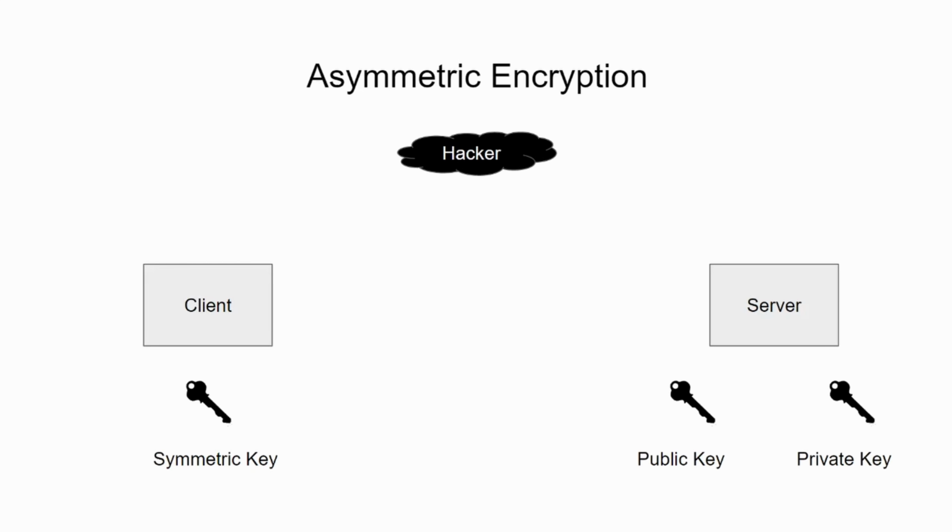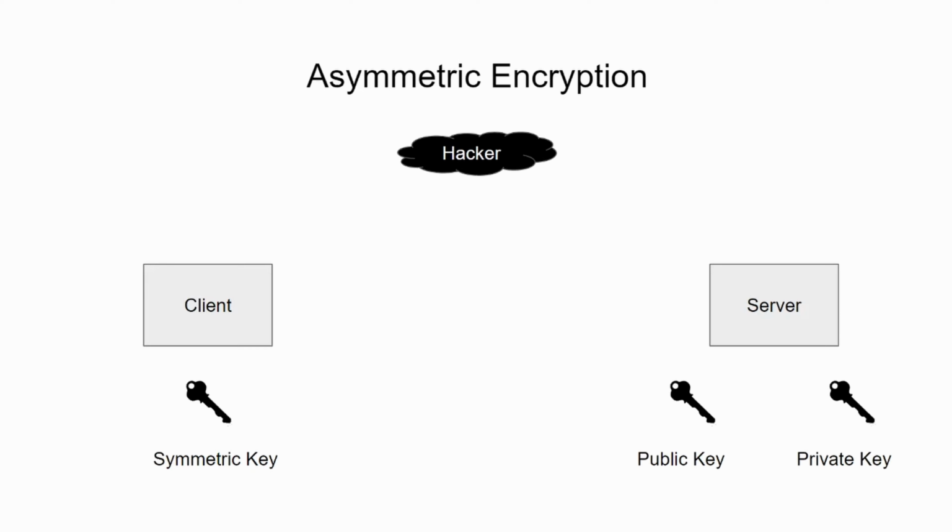To begin, the client will send a hello to the server. The server will respond by sending its public key to the client. The hacker might sniff this public key. The client will use the public key it received from the server to encrypt and send its symmetric key to the server. The hacker sniffs the encrypted symmetric key but can't decrypt it since he doesn't have the private key of the server. The server receives the encrypted symmetric key and decrypts it.